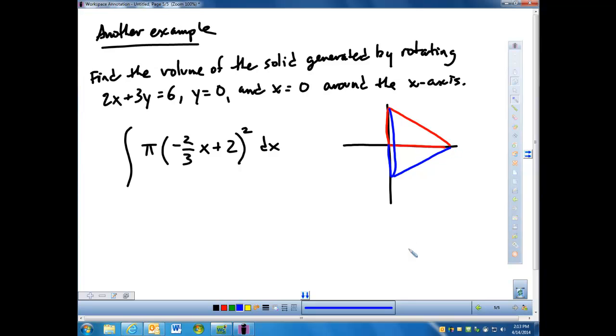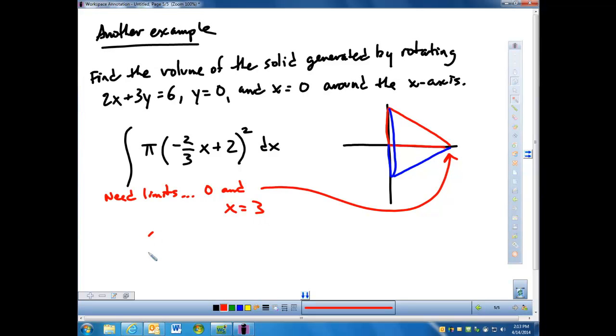Now what you notice is missing right now are my limits. I need to find those. So I need to find those intersections right now. Obviously the cone starts at 0, and then I can figure out where that root is on my calculator, or setting your y equal to 0, whatever you want to do there, and figure out that that's x equals 3.